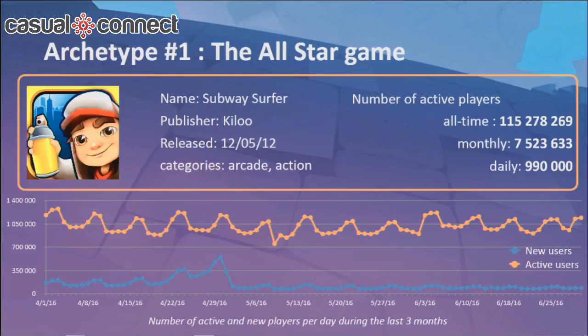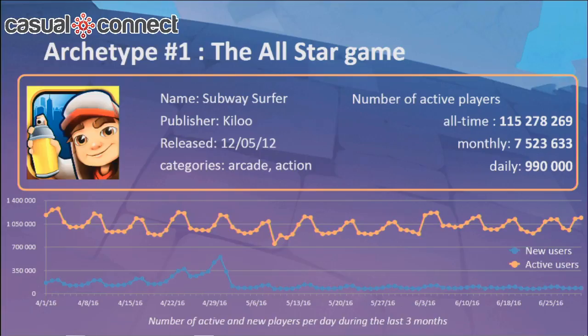The blue curve is the new users per day, and there is a release, probably around April, that makes the spike, and the orange curve is the active players per day, and you can see that there is some kind of bumpy curve that is the weekend. It's a game that is played on the weekend.